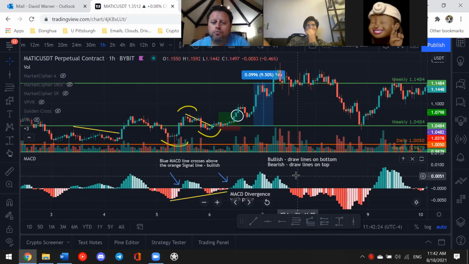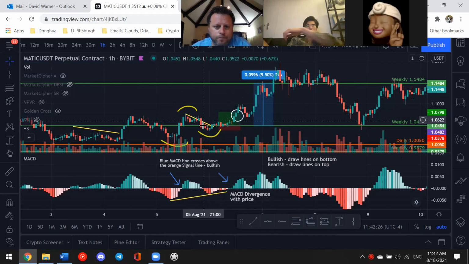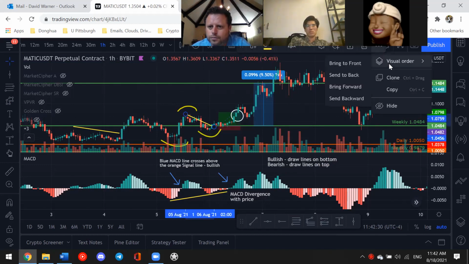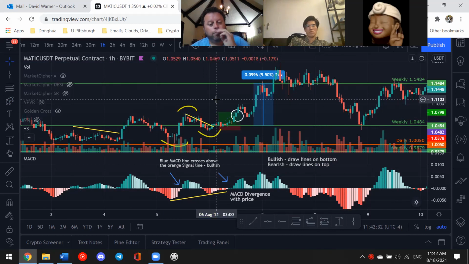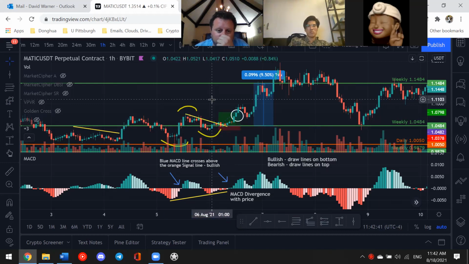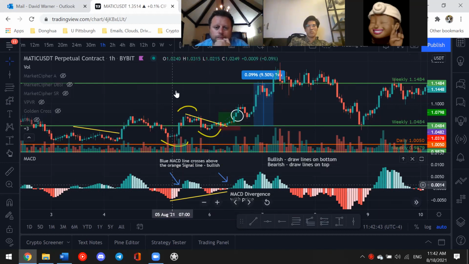But what's going on with price? Bearish, it's going down. Move that to the front. The price is going down while the histogram is going up.